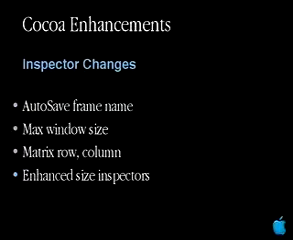We've also added some features on the inspectors. Now you can set the autosave frame name on the window inspector. You don't have to do that in code. You can also set the max window size. On the matrix inspector, you can set the number of rows and columns. And as I said before, we also enhanced the size inspector, so you can change the origin and how you want to see the size of a view.